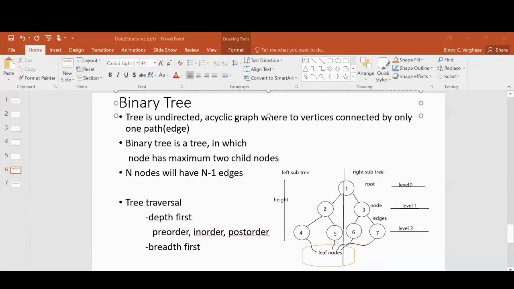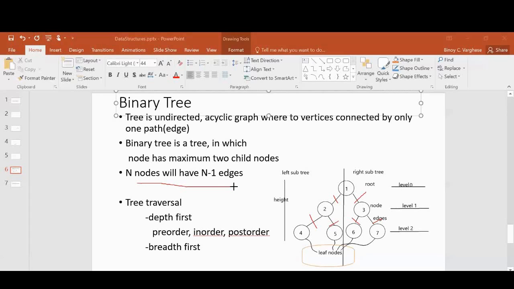Okay, then as we can see here, how many nodes are there? We can count from the start: 1, 2, 3, 4, 5, 6, 7, correct? Then these 7 nodes are connected with how many edges? That is 1, 2, 3, 4, 5, 6. So we can form a formula: if there are n nodes, then there will be n minus 1 edges. That is what this statement means: if there are n nodes, there will be n minus 1 edges.